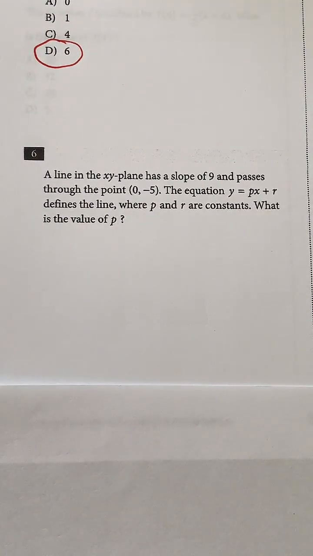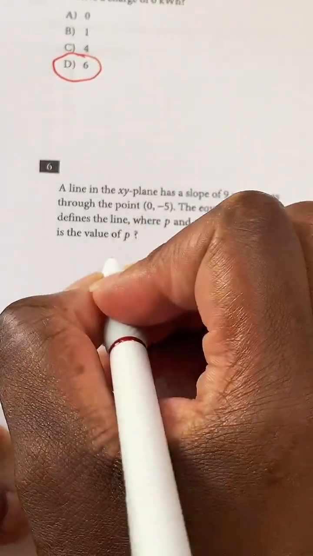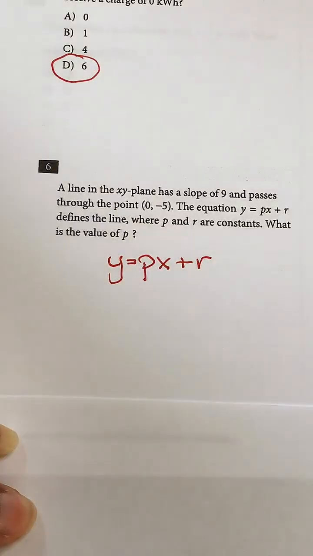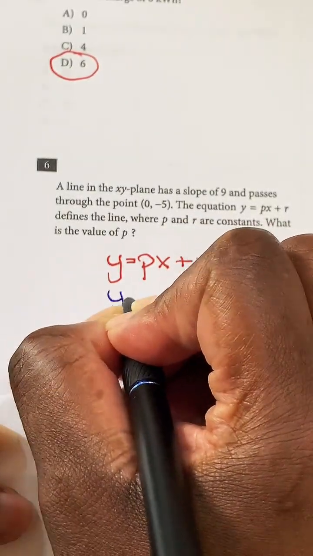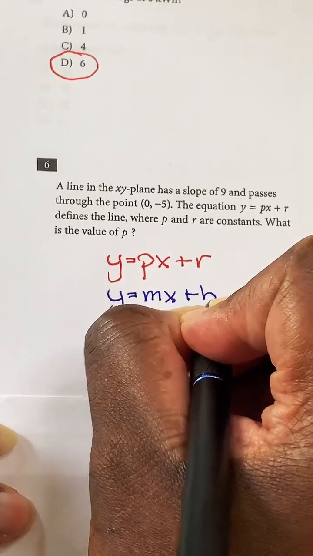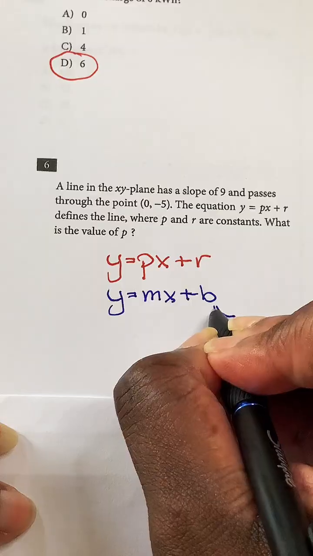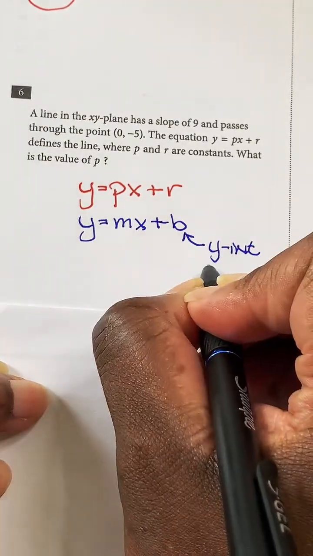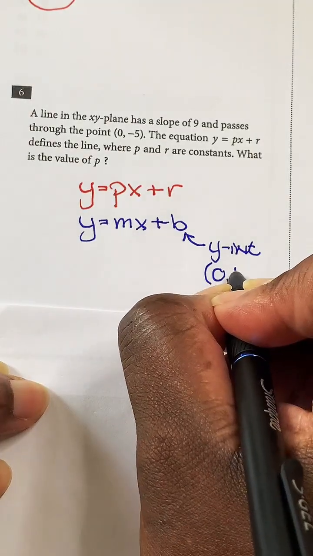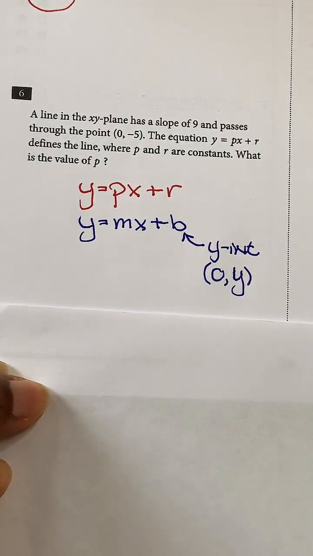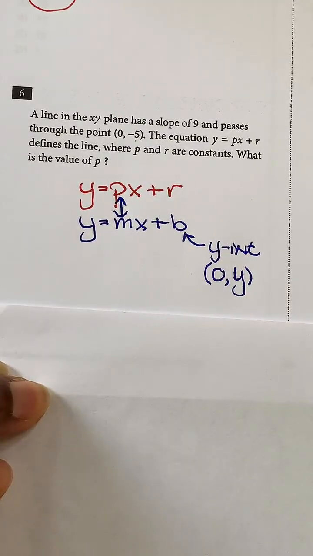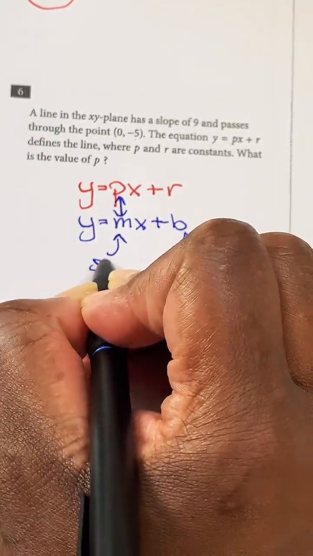All right. So, take a look. If you notice the equation that they're using, which is y equals px plus r, it's very similar to the equation of a line, which is y equals mx plus b. Our b is also known as our y-intercept, and the y-intercept is written when the x value is 0, then you have your y value. They're giving us a point at 0, -5. Notice that P and M are in the same slot. M is our slope, or our rate of change.